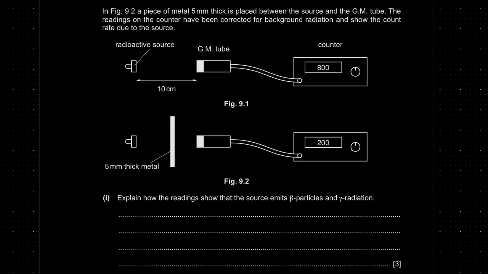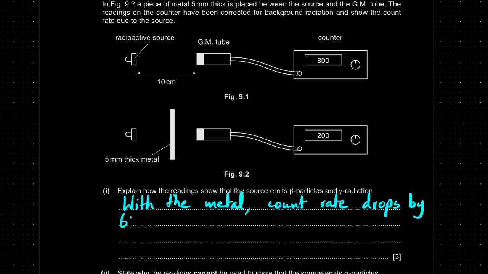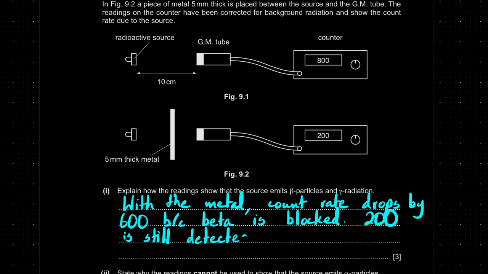Explain how the readings show that the source emits beta as well as gamma. So you know that with the metal, the count rate drops by 600 because this is beta being blocked. But even after this, 200 is still detected, because gamma can penetrate the metal.